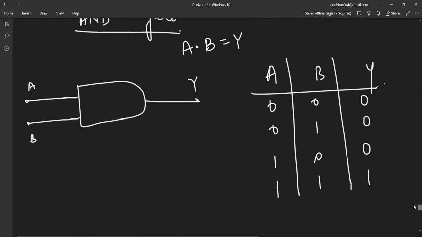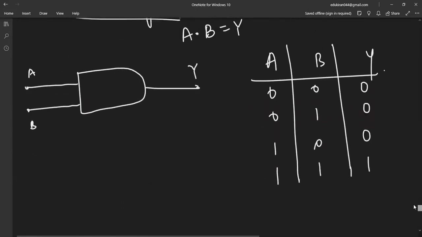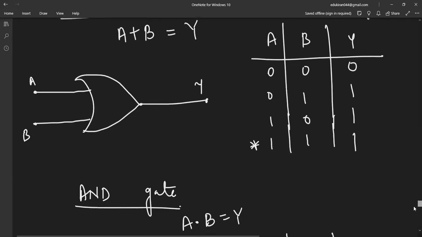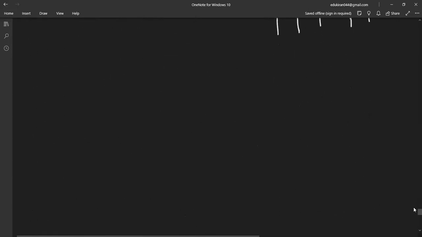The second one was the AND gate, that is A multiplied by B was Y. Here, just remember one thing: 1 plus 1 didn't give us 2, it gave us 1. One gate that was left to be discussed was the NOT gate.